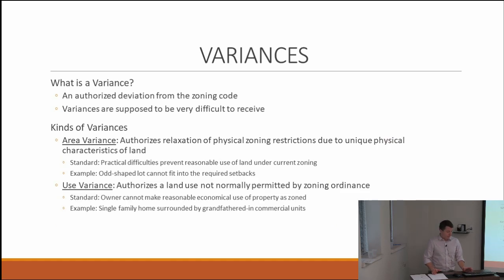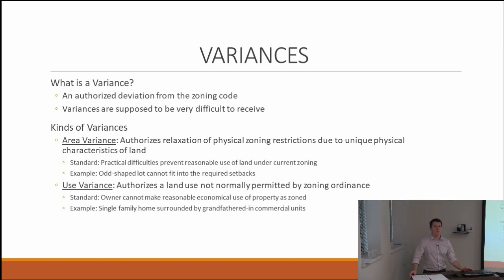Now we can talk about variances. Variances are even more intense than conditional use permits. A variance is basically asking to have an exception from the zoning ordinance. So it's not something you need a special permit for like the conditional use. You're actually asking to have the zoning ordinance not apply to you in a particular way with a piece of property. It's a deviation from what's permitted in an area.